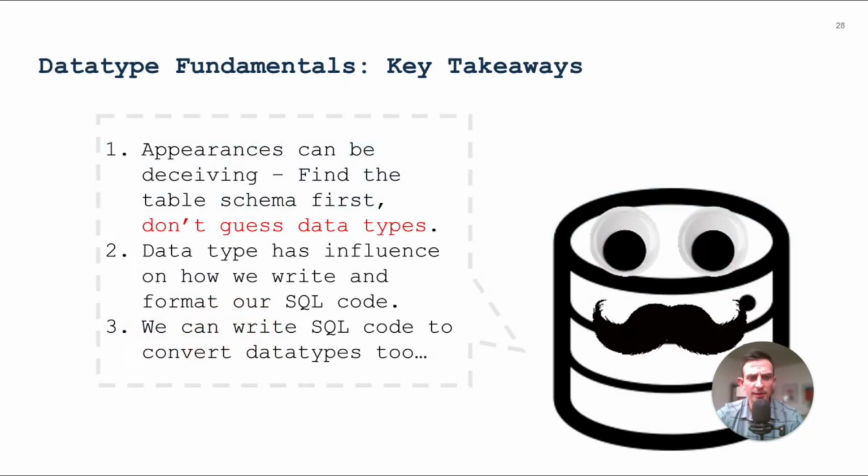What's the takeaway here? Well, the appearance of a piece of data can be deceiving. What you don't want to do is guess a data type. Instead, you want to look at the table schema first. So the schema is going to be your guide. We'll never want to guess data types just based on the raw data in front of us. We'll want to consult the schema, and this is really important because it's going to influence the way that we write our SQL throughout this course. So the schema is very important.